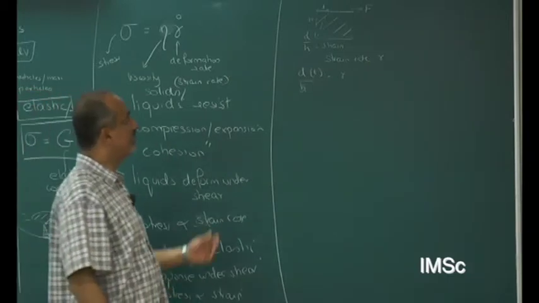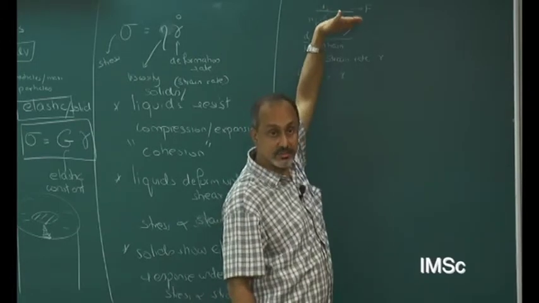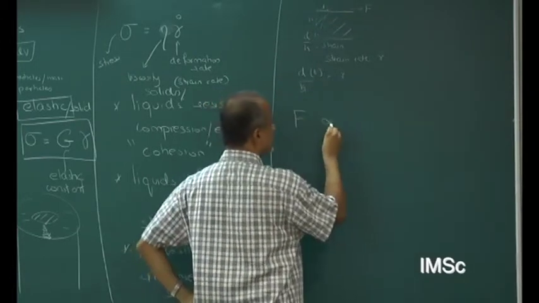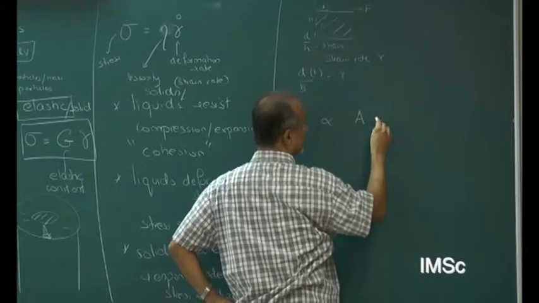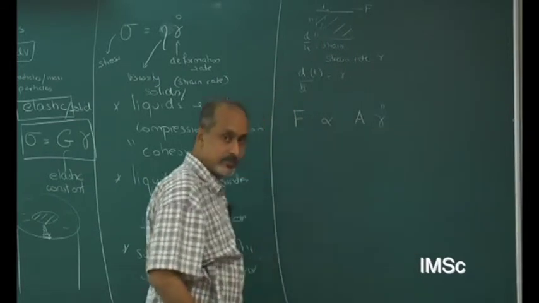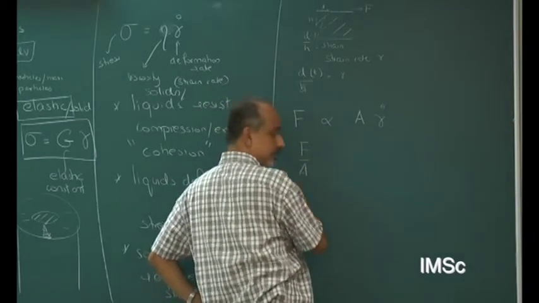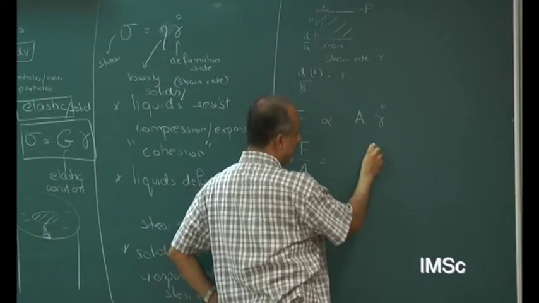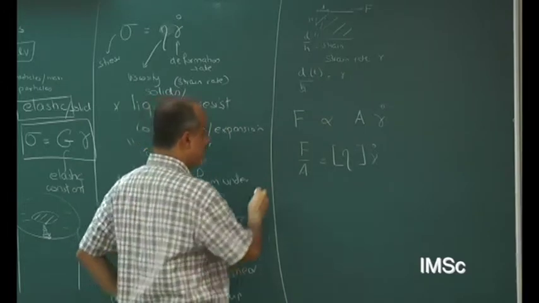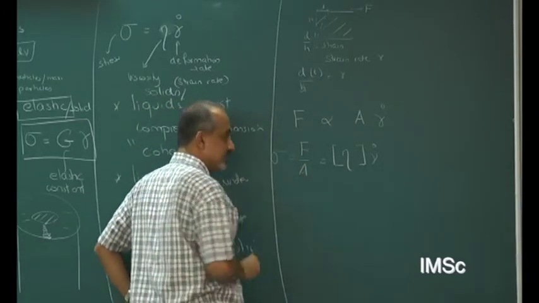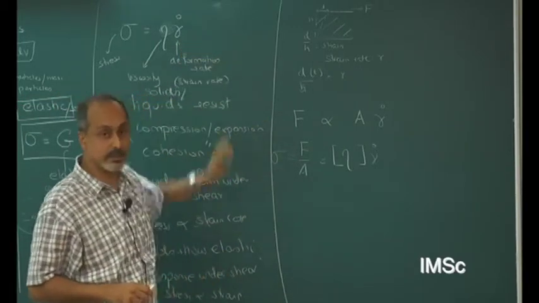Okay? So now what I discover is that the force that I must apply to keep it moving is proportional to the area of the surface. So force is proportional to the area of the surface and is proportional to the rate at which D changes. So proportional to gamma dot. Okay? So the force divided by the area is equal to gamma dot times something here, which is the viscosity. The force divided by the area is the stress, sigma. So for a liquid, this is exactly the relationship that we wrote down here.